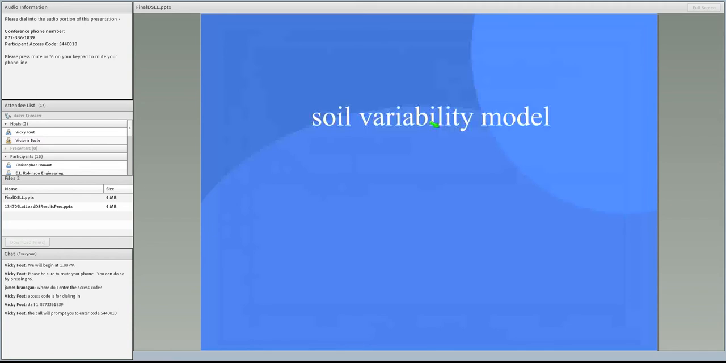Before we calibrate the three descriptors of the random field, we have to make some assumptions. Assumption number one, each N value is considered a unit in the Bayesian approach. Number two, the mean, standard deviation, and correlation length do not change in this unit. And third, soil properties are lognormally distributed. We have three assumptions, and here's the approach we've taken, the Bayesian approach.